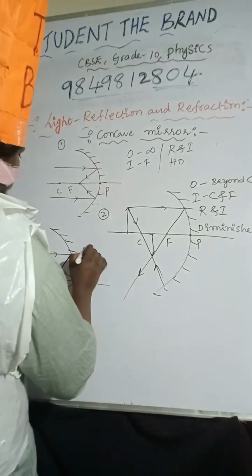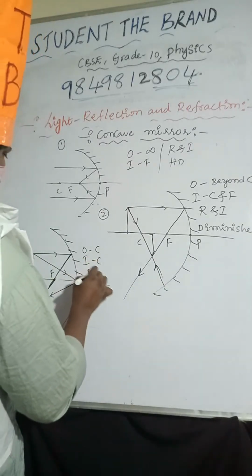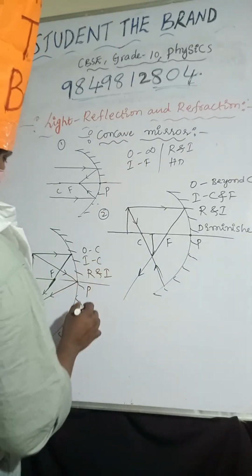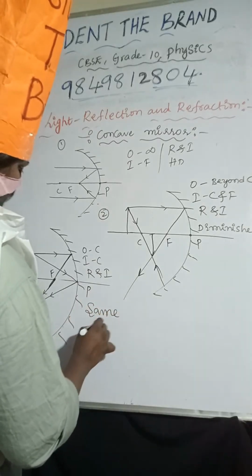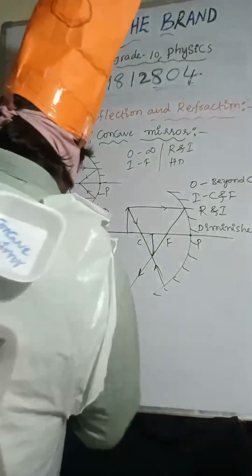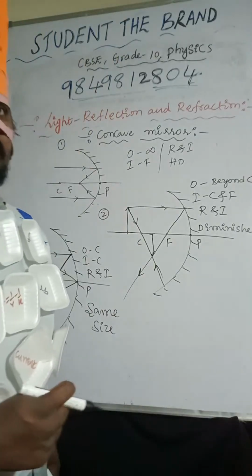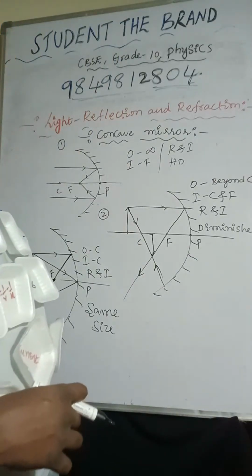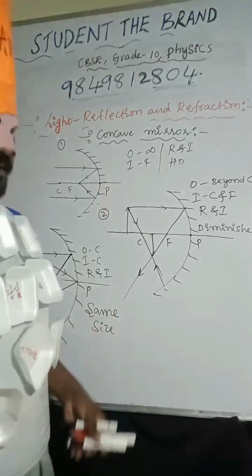So object is placed at C. Image also is forming at C. Nature of the image is real and inverted, and size is the same size. These are the three. Next one.